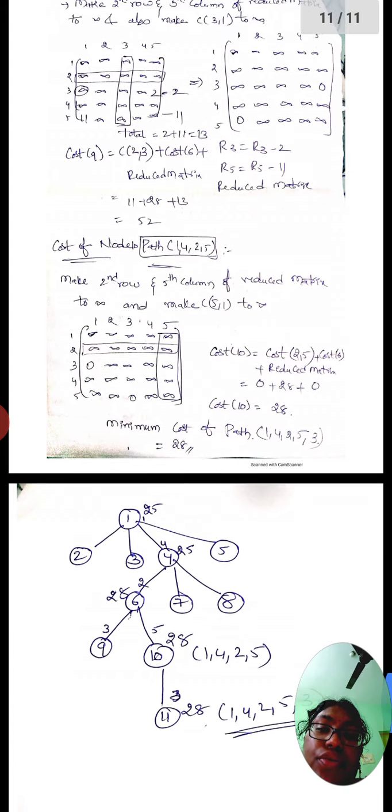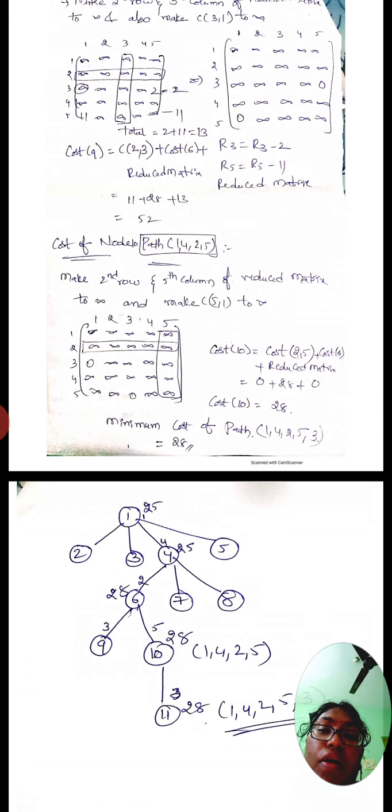And coming to the cost of node 10, path 1, 4, 2, 5. Make second row and fifth column of the reduced matrix to infinity, and make 5, 1 to infinity. Why do we have to take second row and fifth column? We have to choose 1, 4, 2, 5. That is the path. We choose the second last two values: second row and fifth column of the reduced matrix to infinity, and make 5, 1 to infinity. We see row minimization and column minimization is 0.